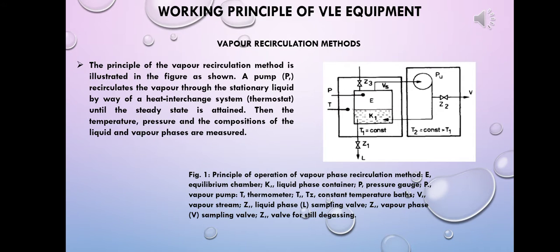So to begin, the working principle is made up of mainly two methods, which are the vapor recirculation method and the condensate recirculation method. For the vapor recirculation method, a pump recirculates the vapor through the stationary liquid by way of a heat interchange system until the steady state is attained. Then the temperature, pressure, and compositions of the liquid and vapor phases are measured. The vapor recirculation method can be demonstrated by the diagram in figure 1.